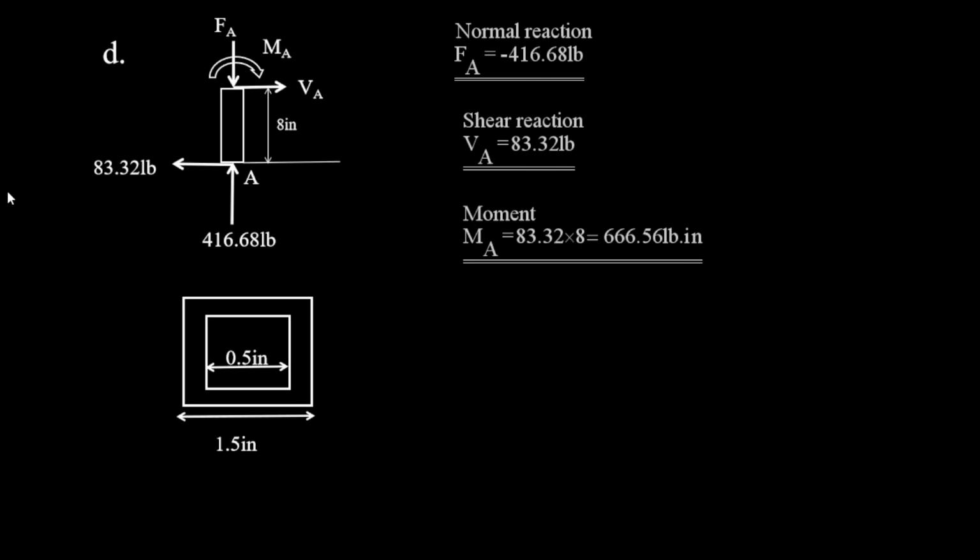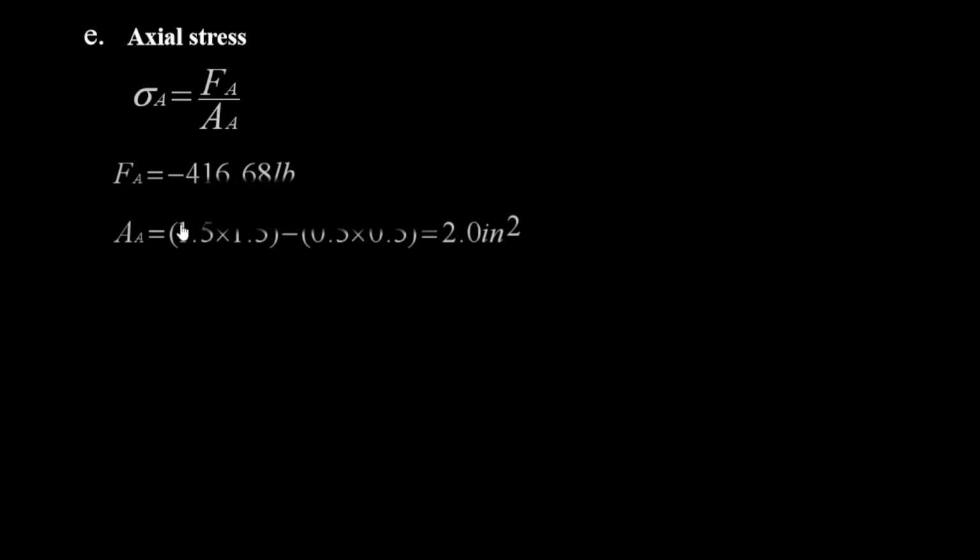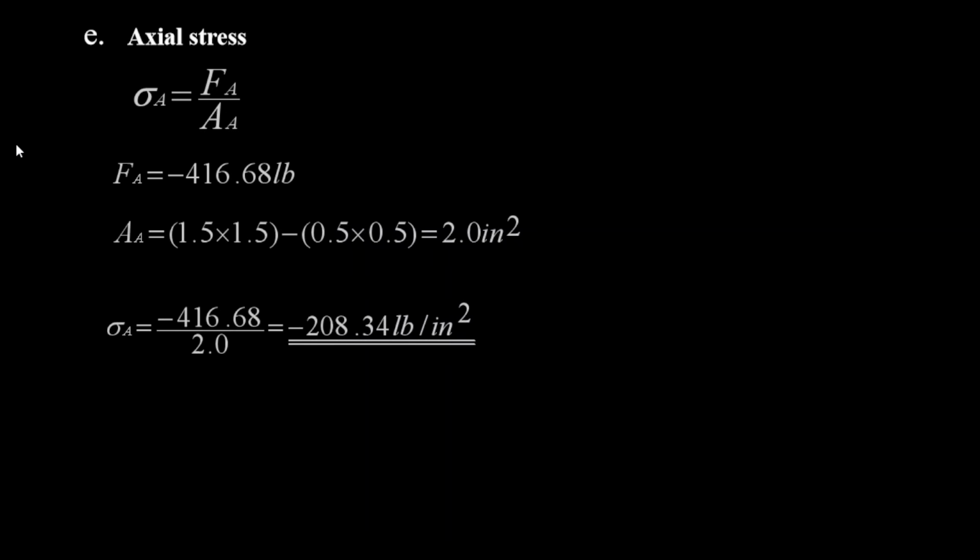First of all, we know that stress is equal to force over area. The axial stress is going to be equal to FA over the area. All we need to find is the area. We know the area already. We know FA. So we just find that the area is going to be the bigger minus the smaller, which gives us 2. We do that, and then we find our stress is negative. So our axial stress is going to be negative 208.34 psi, or pounds per inch squared.